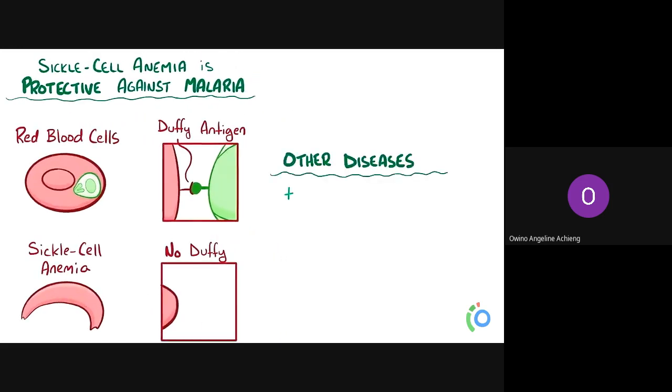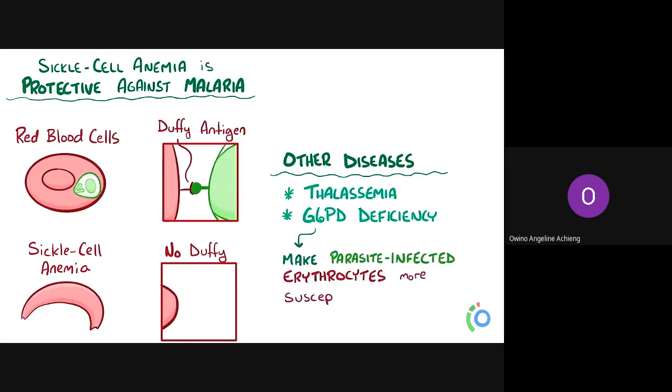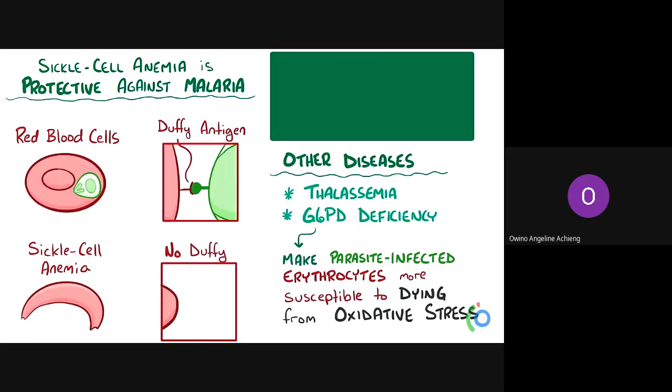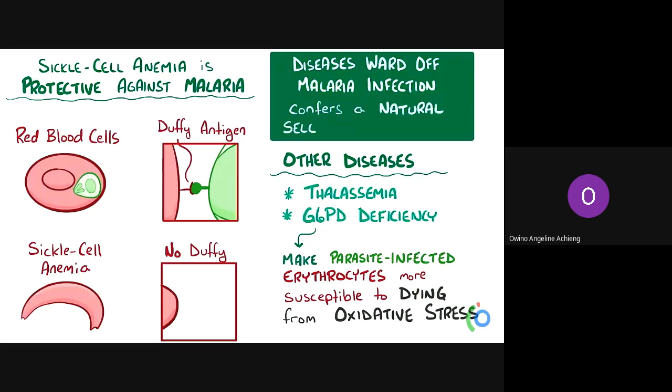Other diseases like thalassemia and G6PD deficiency make the parasite-infected erythrocyte more susceptible to dying from oxidative stress. So despite the obvious downside to having any of these diseases, they do offer an upside when it comes to warding off a malaria infection. In fact, because malaria has historically circulated in Africa, the genes underlying these diseases are thought to have conferred a natural selection advantage and therefore become more common in the genetic pool.